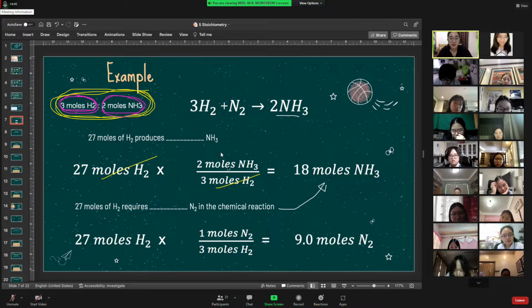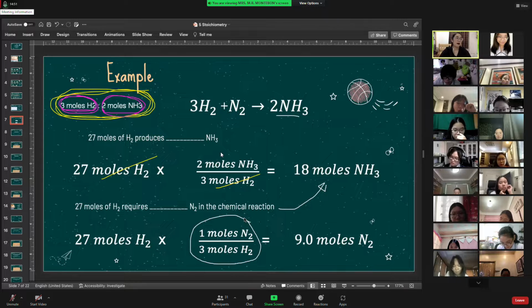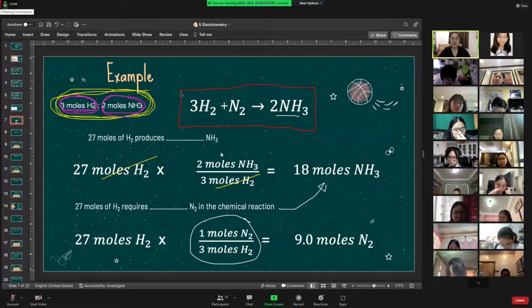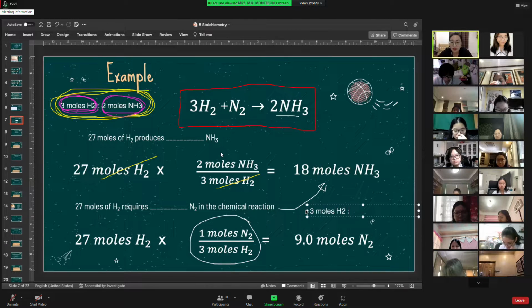How did that happen? So again, this one that I will encircle in white, this is like your ratio. This is from the ratio here in the balanced equation that I will box again in red. Okay. So if the ratio of hydrogen and nitrogen would be 3:1, wait, I'll type it here on the right side. So meaning 3 moles H2 is to 1 mole N2. Okay, so that's like your guide already.